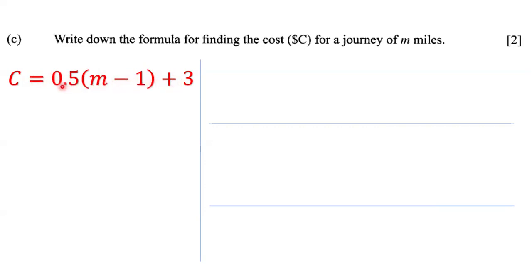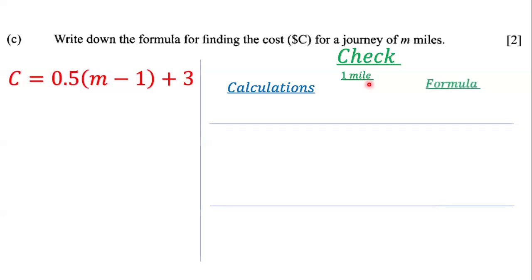But we can check and test if this formula is accurate for finding the cost for a journey of m miles. And so let's check it, right? So we're going to check this formula. And so if we have 1 mile, how much should that cost? What is the cost for 1 mile? Now, if we just use calculations, we know that 1 mile is going to be equal to $3. Why is it $3? It's $3 because the cost of the first mile, like we said before, is $3.